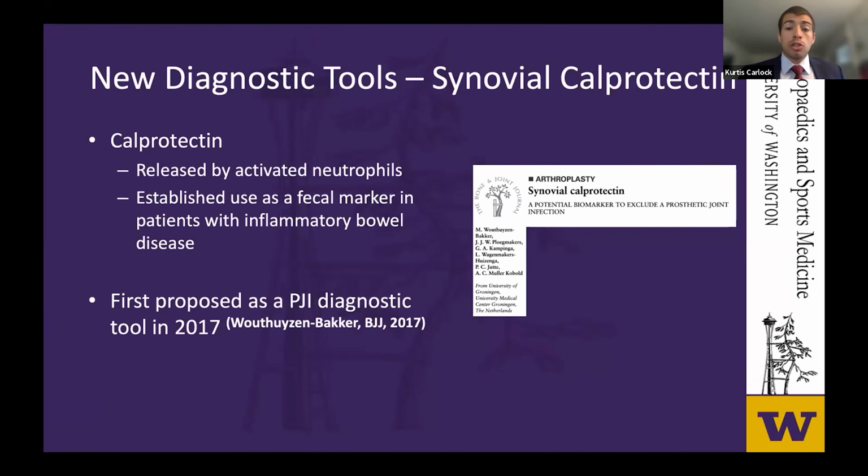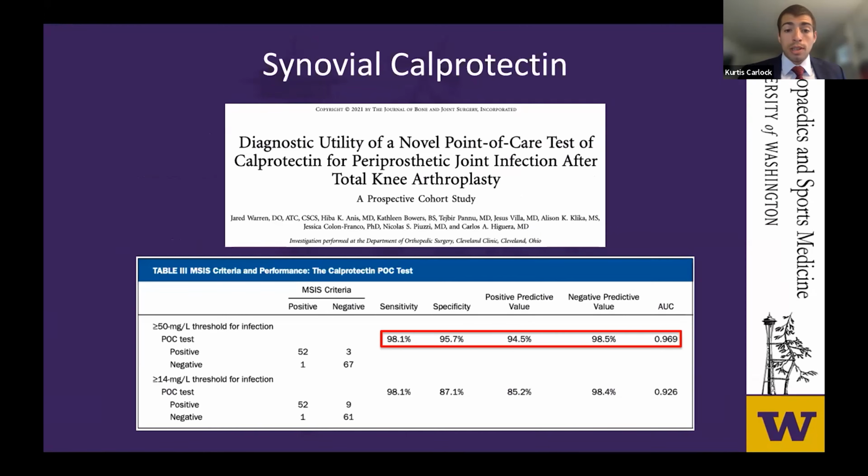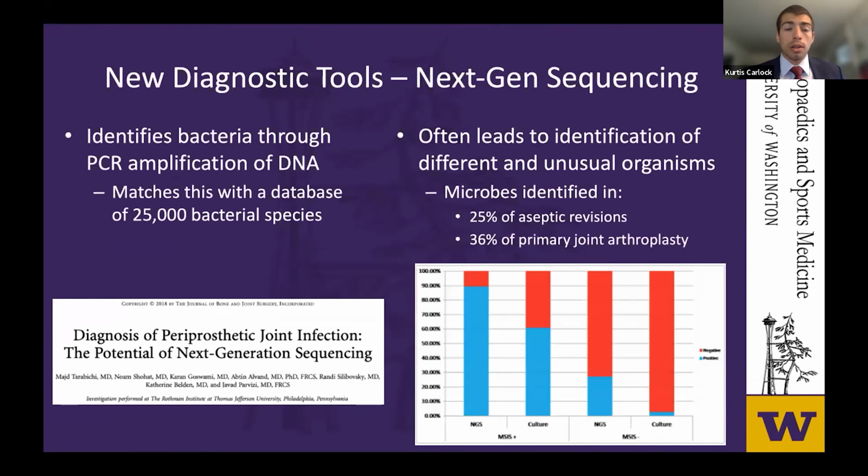So given its established use as a potential marker, it was proposed as a PJI diagnostic tool in 2017, and this so far has had some promising results. There really hasn't been much published looking at it, but so far our initial results have been quite promising with very favorable sensitivity and specificity results, but still early. This will be a tool to continue to watch moving forward.